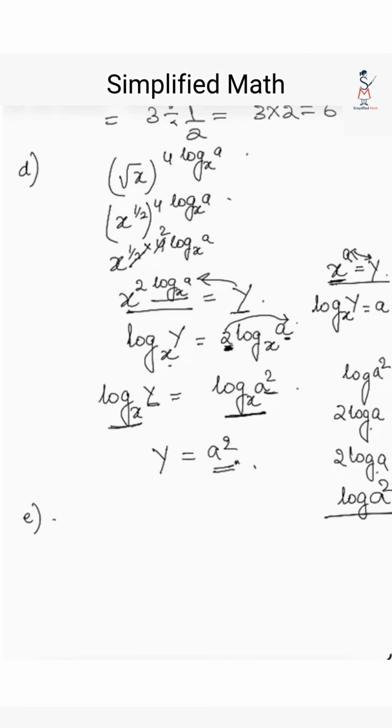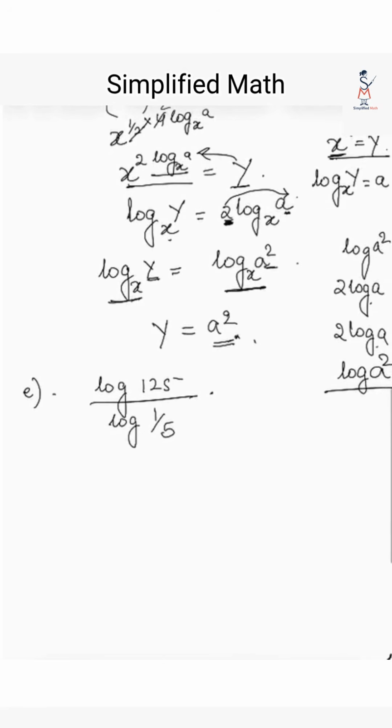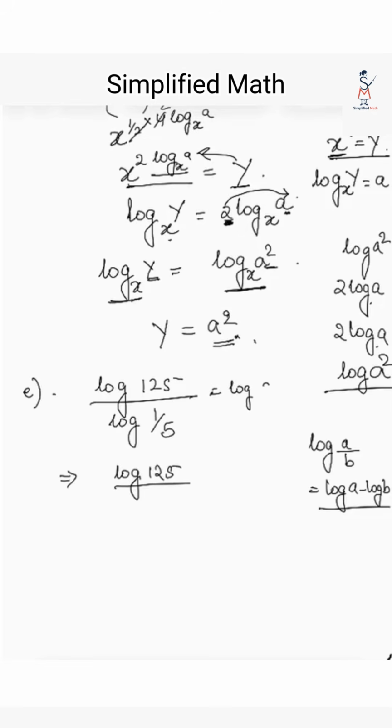Now we'll see the E1, that is log 125 by log 1 by 5. There are two ways of doing it. The first one I'm showing you: log 125 by 5, and we know here that log a by b is log a minus log b. These rules you should remember, okay? And this is equal to log x. Fine, we have to find the value of x.